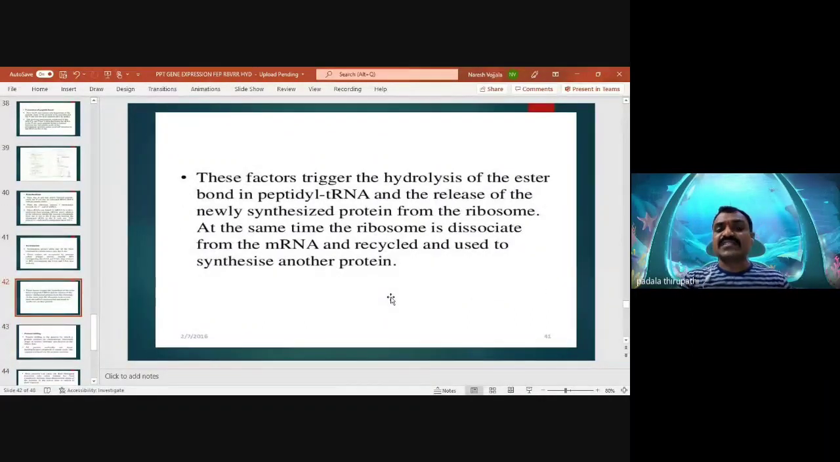Then these factors trigger the hydrolysis of the ester bonds in peptidyl tRNA and the release of the newly synthesized protein from the ribosome. At the same time, the ribosome is dissociated from the mRNA and recycled and used to synthesize another protein. It is a continuous process.